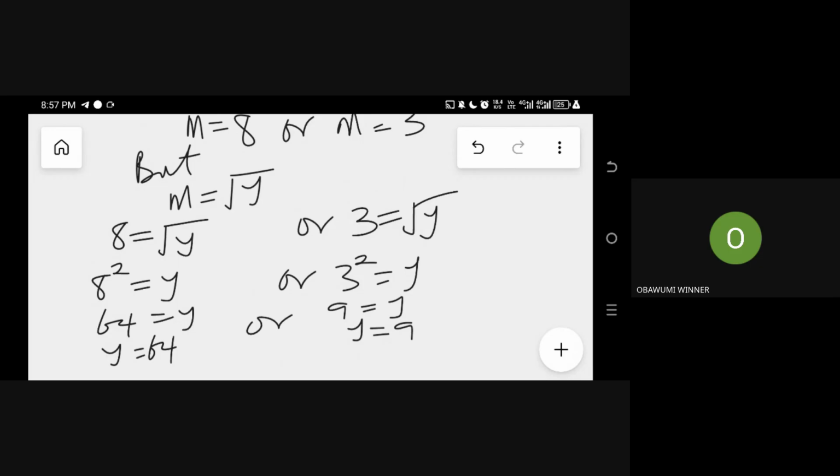8 squared is 64. 64 equals y. That's y is 64. Or 9 equals y. That's 3 squared. 9 equals y. That's y equals 9. So those are the two answers. You don't have which one is the real answer. All quadratic equations always have two answers.